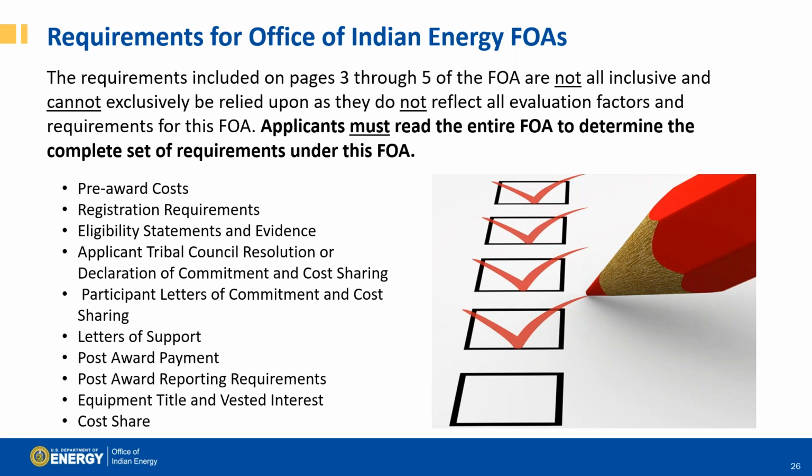The equipment title and vested interest, subject to the conditions provided under 2 CFR section 200.313, specifically for equipment. Title to the equipment acquired under a federal award will conditionally vest upon acquisition with the non-federal entity. The non-federal entity cannot encumber this equipment and must follow the requirements of 2 CFR 200.313 before disposing of the equipment.